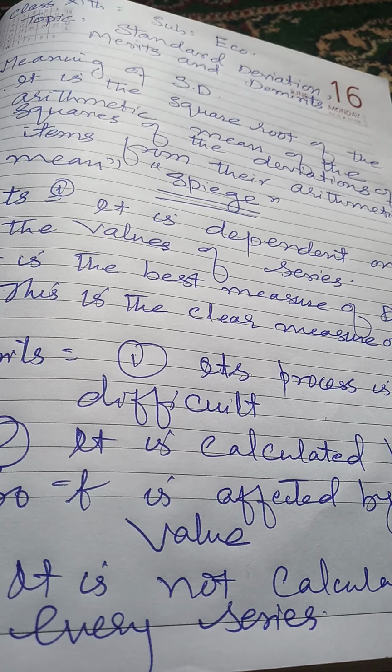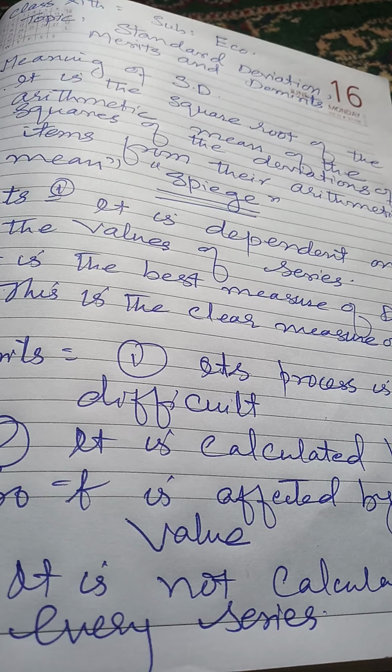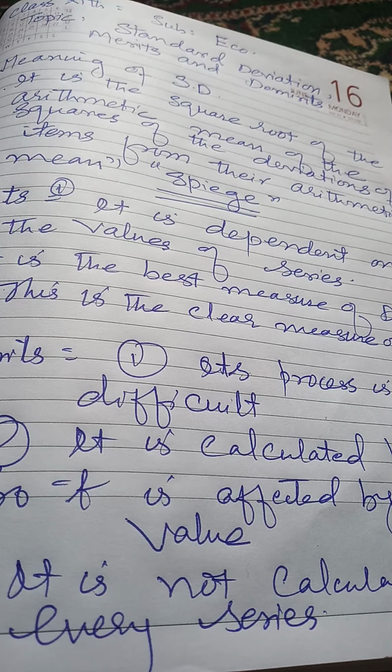As it is 4th of August 2020, class 11th, subject economics. Our today's topic is standard deviation, its merits and demerits. Previously, we learned about dispersion or range. Then we covered relative measures of dispersion and absolute measures of dispersion. And today, one of the subtopics of dispersion is standard deviation.